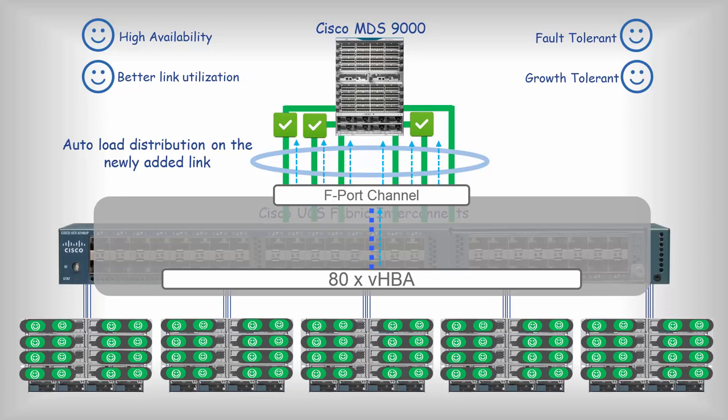Those are the 4 merits of SAN uplink aggregation called F-port channel, possible only when you have Cisco MDS and UCS together. Let's talk about the merit of multi-tenancy.